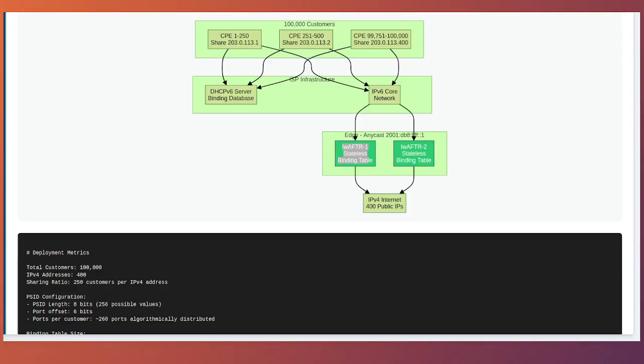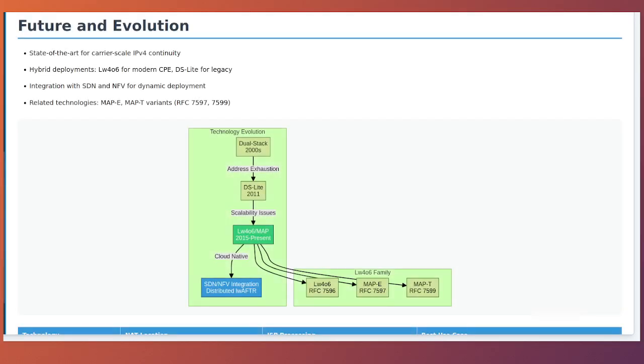The lwAFTR devices show CPU utilization below 20% even during peak hours, and they have eliminated the periodic AFTR state table exhaustion issues that plagued their DS Lite deployment. Future and evolution. As we look toward the future of Lw4o6 and IPv6 transition technologies more broadly, several trends are emerging. Lw4o6 represents the current state-of-the-art for ISPs that need to support IPv4 services while operating IPv6-only infrastructure with maximum scalability.